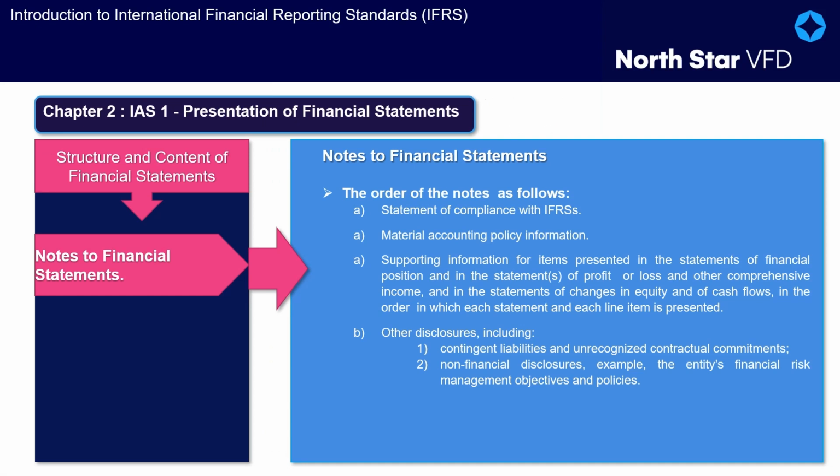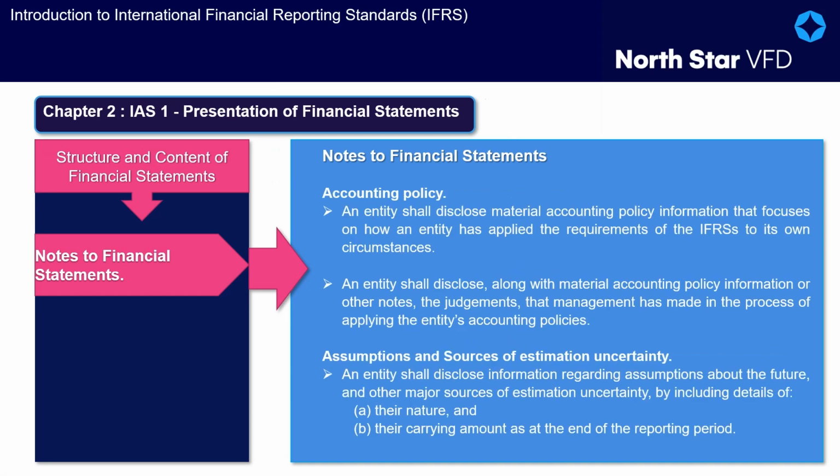Disclosure of accounting policy information. An entity should disclose material accounting policy information. Accounting policy information is material if, when considered together with other information included in an entity's financial statements, it can reasonably be expected to influence decisions that the primary users of general-purpose financial statements make on the basis of those financial statements. Accounting policy information that focuses on how an entity has applied the requirements of the IFRS to its own circumstances provides entity-specific information that is more useful to users of financial statements.